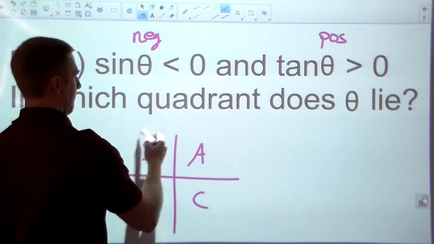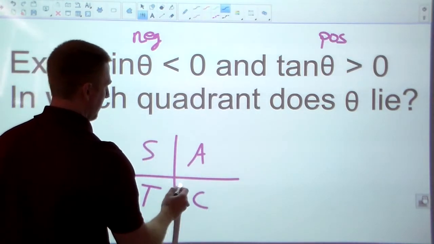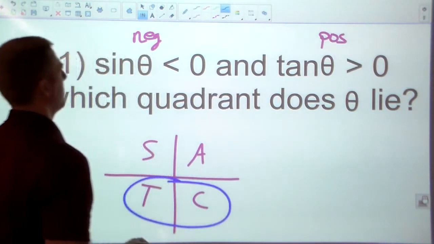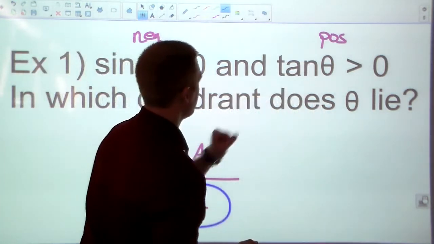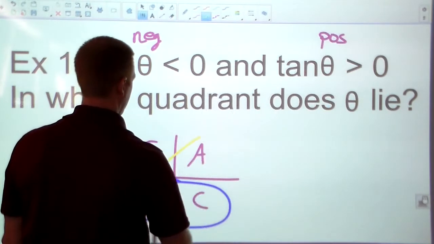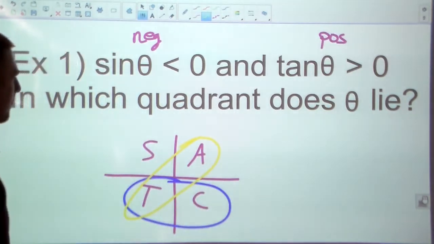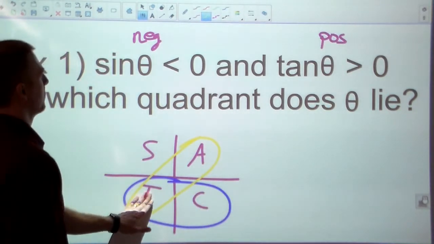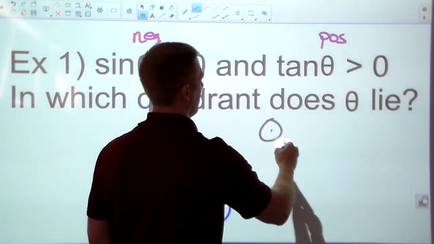So sine, and everything's positive first. So sine is negative down here, where y values are negative. Tangent is positive in the third quadrant and the first. So in these two, the overlap would be quadrant 3. So this one is in quadrant 3.